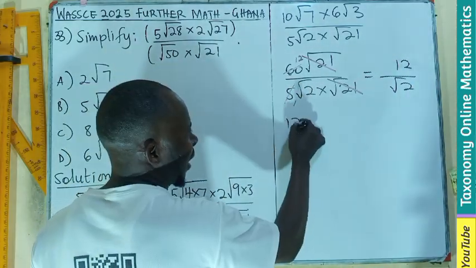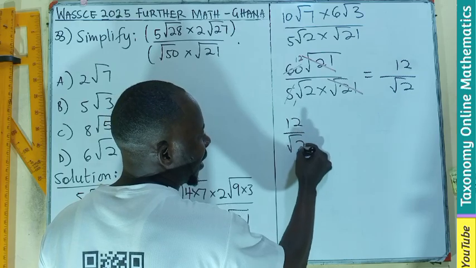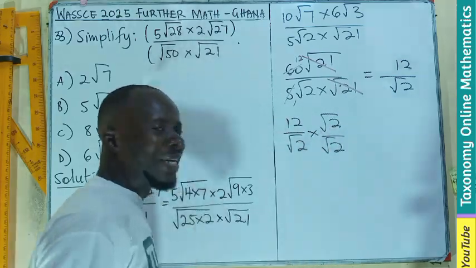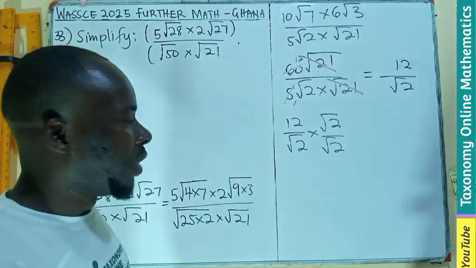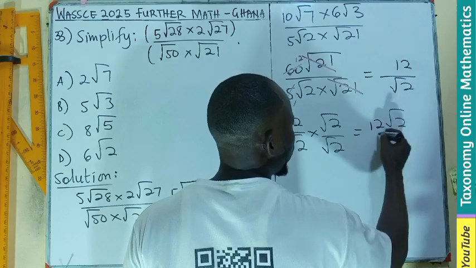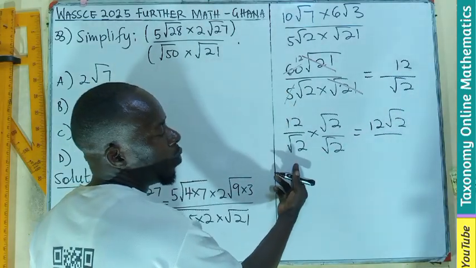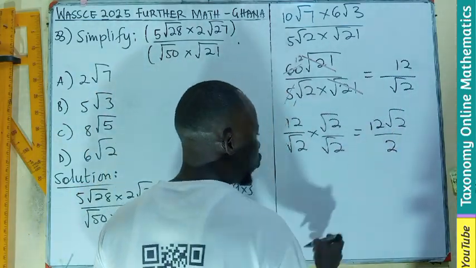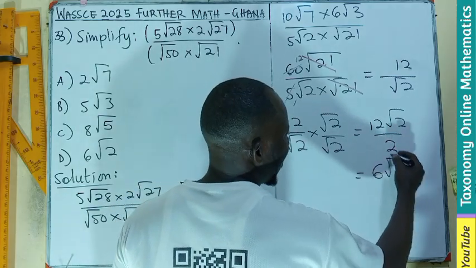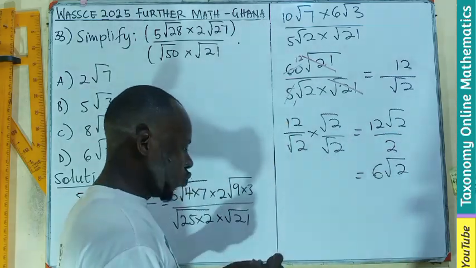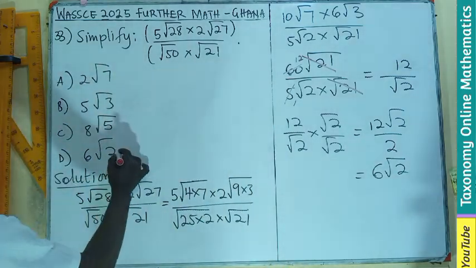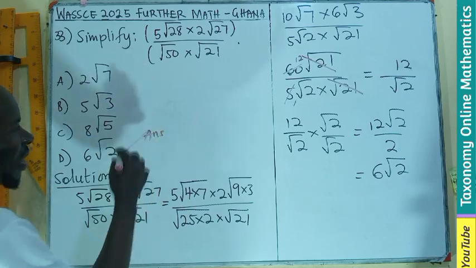But that can be rationalized to remove the surd in the denominator. So let's multiply both the numerator and the denominator by that value in the denominator. That gives you 12 root 2. Root 2 times root 2 will give us 2, and 2 can go into 12 six times. That will give us 6 root 2. And let's check the options. 6 root 2 will be option D as the best choice.